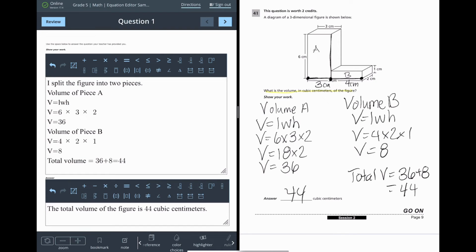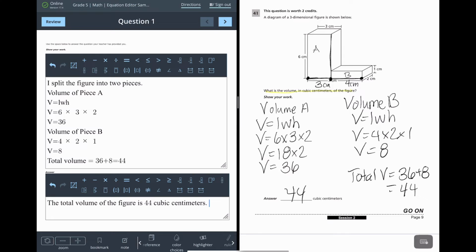So with this, I have everything I need. I have my final answer, so I get full points for putting 44 cubic centimeters, and then I'm showing you how I got the 44. That's the trick to this. You need to be able to show people how you got those numbers, where they came from, how you work them out. And a lot of times kids will skip showing the work because it's really hard on a computer to do that.